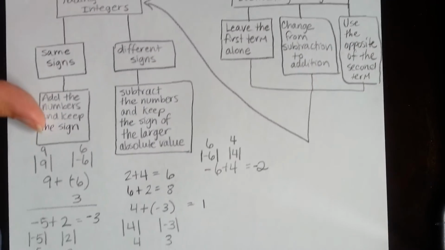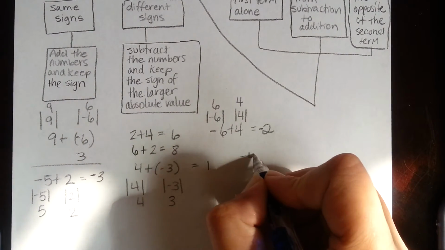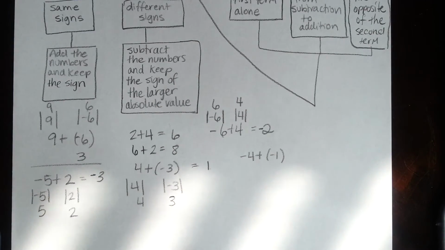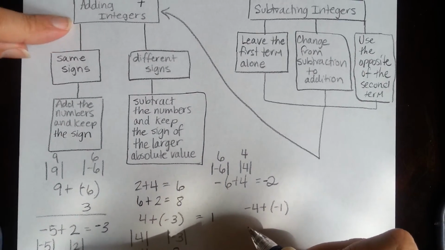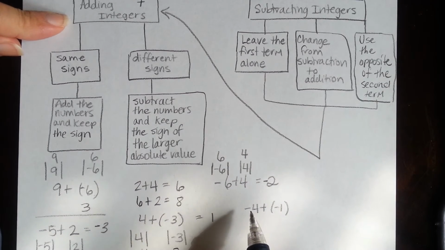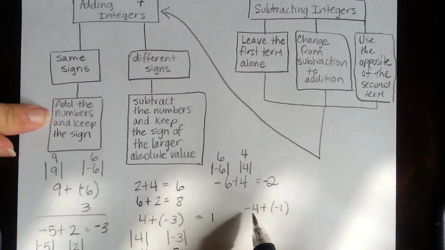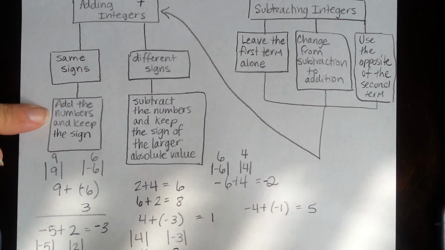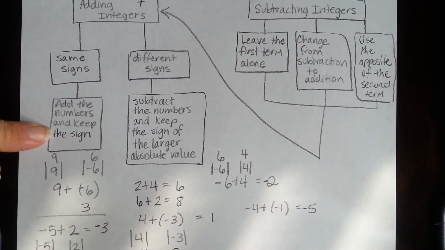While we're looking at addition, we might as well look at a couple more addition examples. Negative 4 plus negative 1. So it is an addition. So we go over here to adding integers. I have a negative 4 and a negative 1. They have the same sign, so we're going to add the numbers. 4 plus 1 would be 5. And we're going to keep the sign. Both of them were negative, so keeping the sign would make it a negative 5.